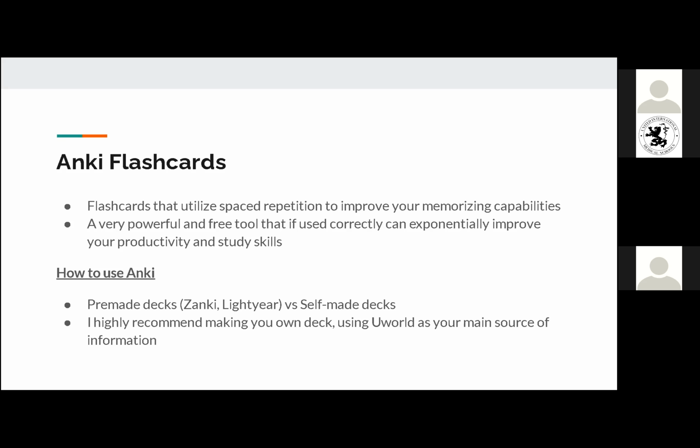So spaced repetition is really helpful for memorization, especially when you're memorizing a lot of details, which is very common when you're studying for medicine. So Anki is a really powerful tool for memorization.